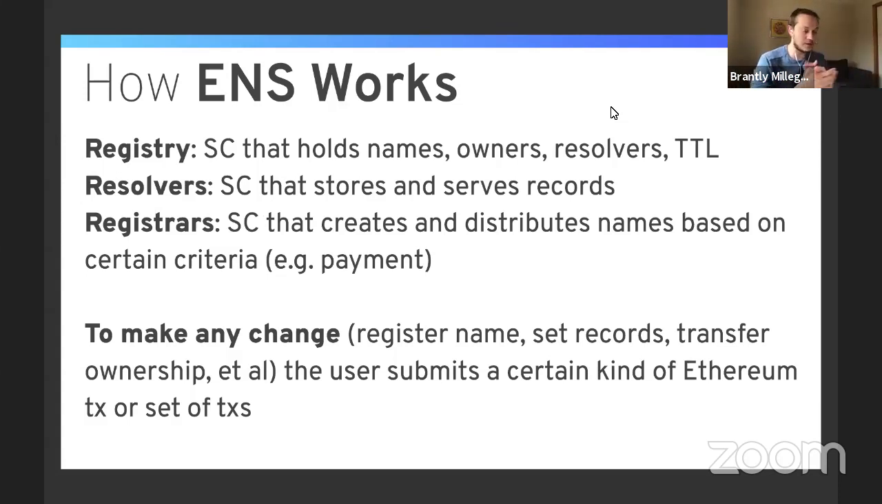Then you have the resolver, a smart contract that stores and serves records. We have something called the public resolver, which I'll talk about in a second, which is our maintained record set, which like 99.9% of people use, but you can make your own if you want. You can extend what we have if you want. And then we have the registrar. The registrar is just a smart contract that determines how people can get names.